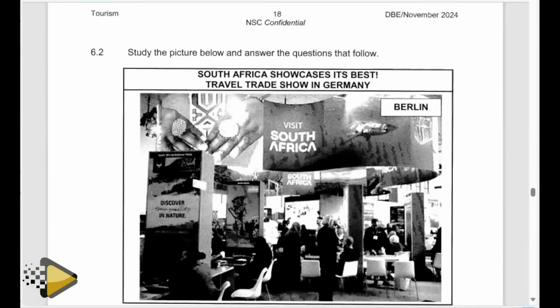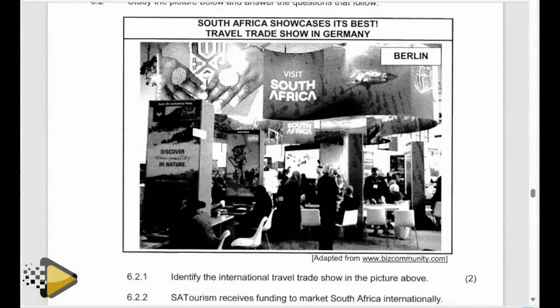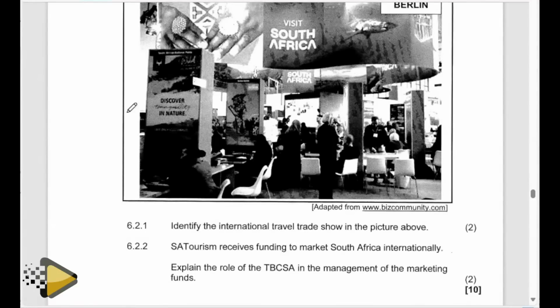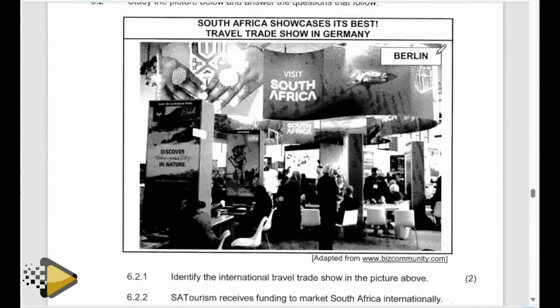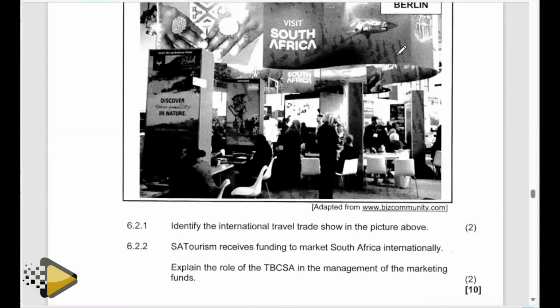6.2 reads, study the picture below and answer the questions that follow. South Africa showcases its best at a travel trade show in Germany. So we have a travel trade show which is showcasing in Germany. It reads, visit South Africa, discover something in nature. Then we also have the name Berlin there. So the question reads, identify the international travel trade show in the picture. This travel trade show is known as ITB, International Travel Bourse.